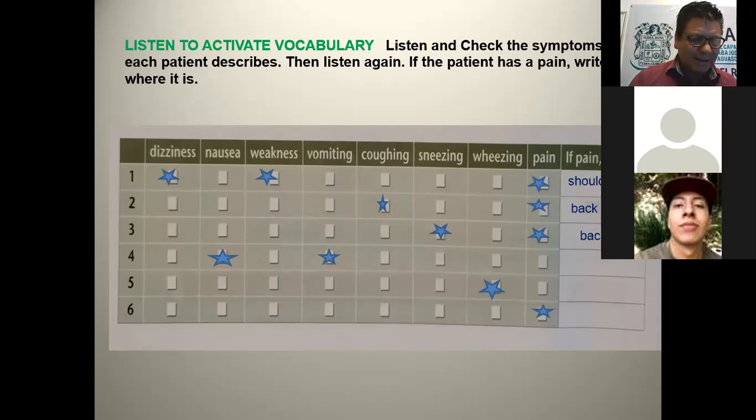Chest. In his head. Si les dijo, si nos dijo dónde y si tenía. In his head. No, he has no pain. No, in throat. Dijo. Y la número 5, la number 5, tampoco especificaba. And what about number 6?